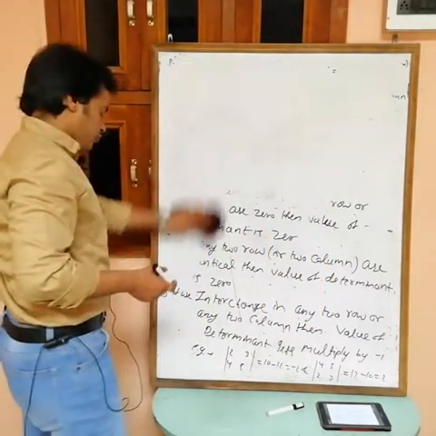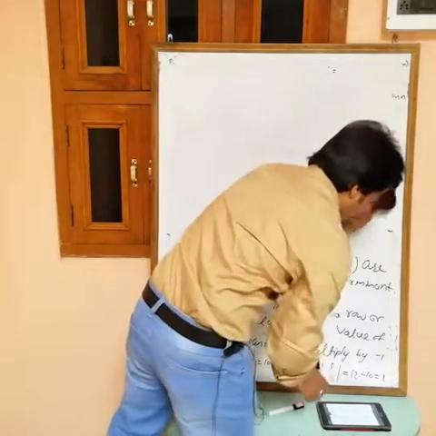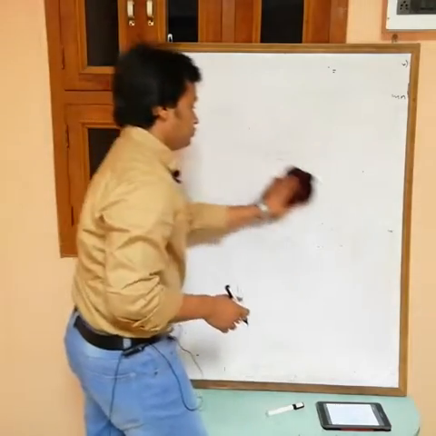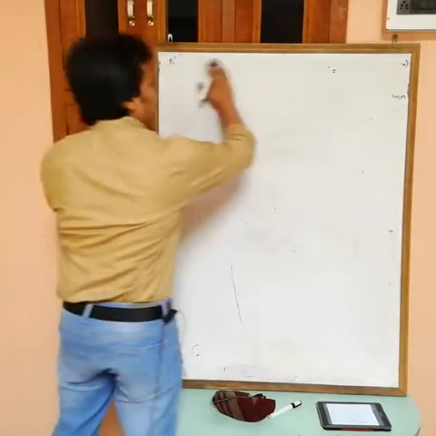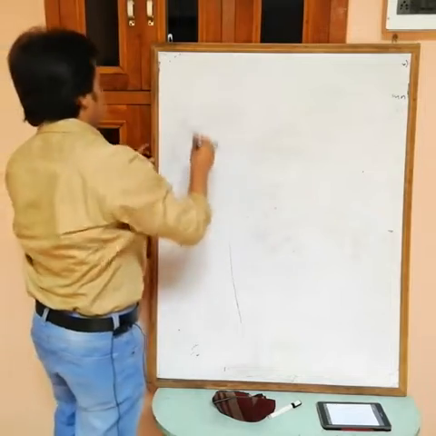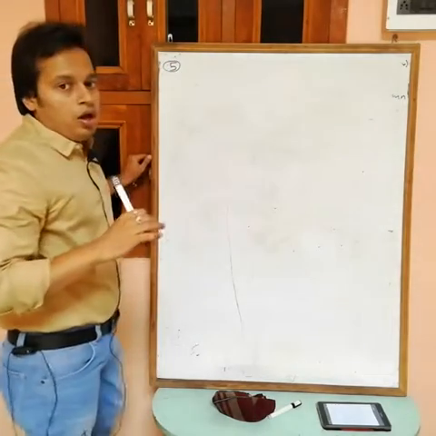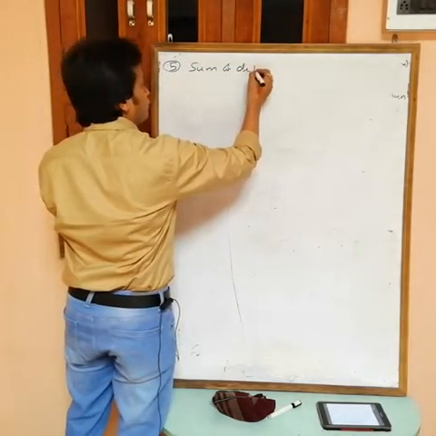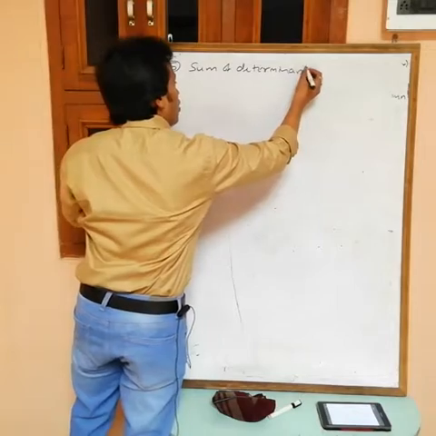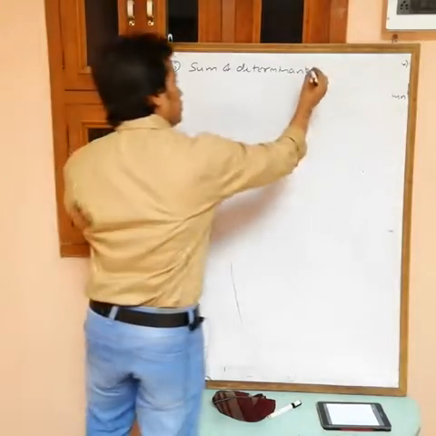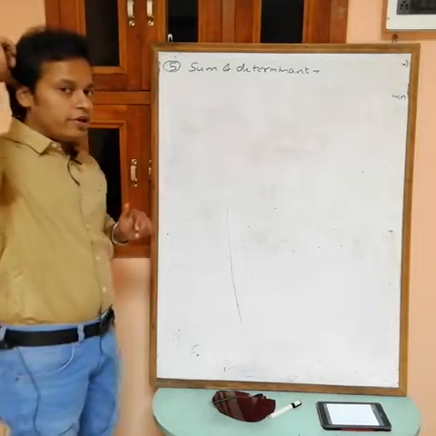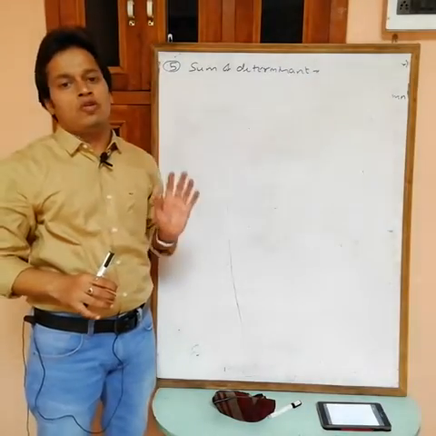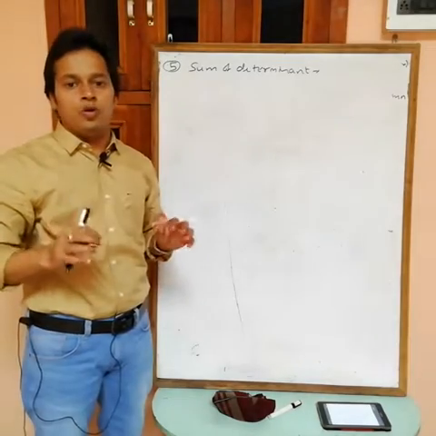So how many properties are done? Fourth. Now the fifth one. Sum of determinants. How to add determinants? Sum of any two determinants is only possible when we have only one row or one column different. It means the remaining two rows or remaining two columns must be the same.